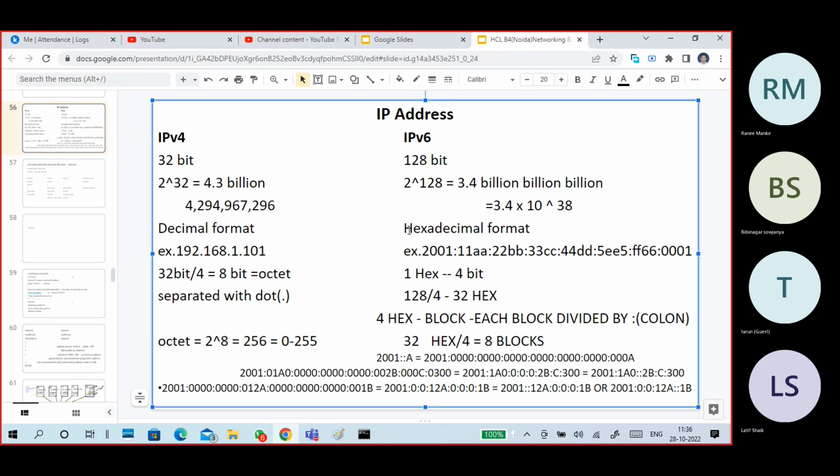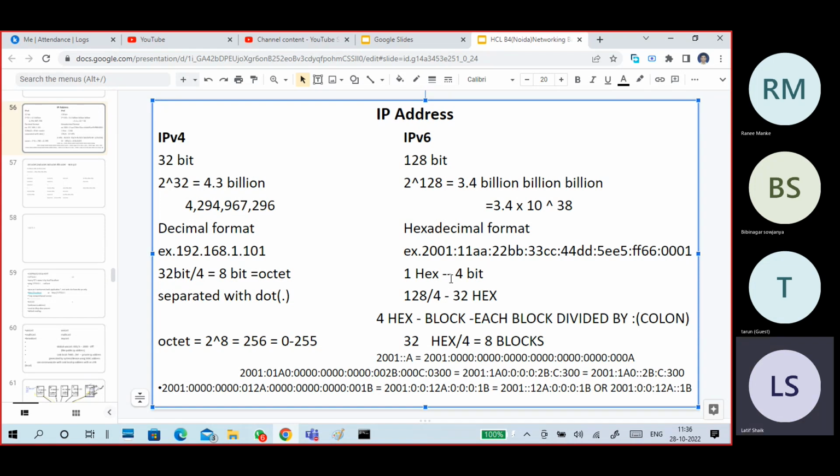conversion. Okay, guys, that is the hexadecimal format. This is an example of an IPv6 address. So how will it be written? One hexadecimal digit is equal to 4 binary bits. We have 128 binary bits, so 128 divided by 4 gives a total of 32 hexadecimals. Of course, IPv6 is best, but see the size of the IPv6 address: 32 hexadecimals.